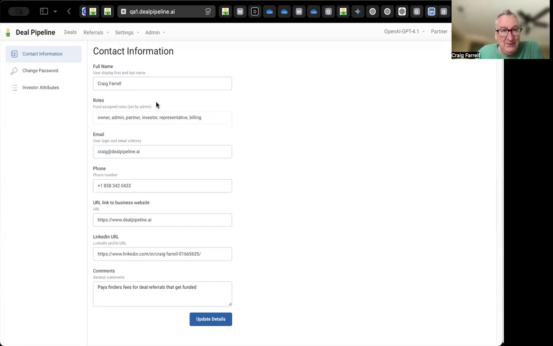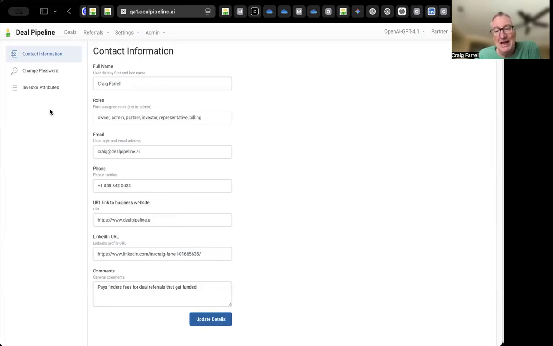Now, the information here, first thing is your full name. The roles you can have, which will all be pre-filled for you, and the email address where this was sent. So this will all be pre-filled for you. You fill out your phone number, URL for yourself or your company, your LinkedIn URL, and any comments about you. Any sort of comment about you that you might think is relevant.